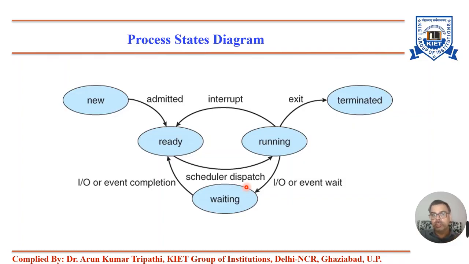Suppose that I am adding two numbers, so I will enter the second number. It will again go to the ready queue, and when its turn comes, it is handed over to the processor, and the processor will execute. Then after summing the two input numbers, it will print the result and get terminated.